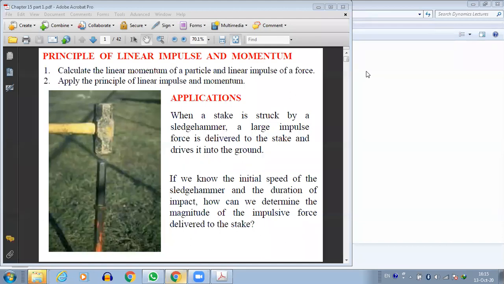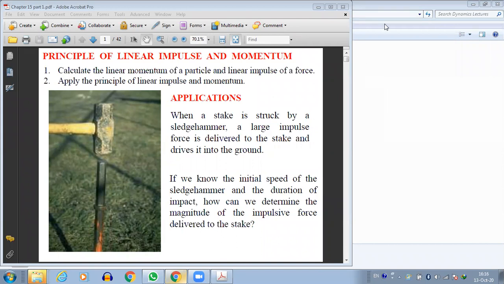Okay, so let's start with today's lecture. Today we are going to start chapter number 15. This is going to be the last chapter in terms of studying the dynamics of particles. After that, our dynamics for particles is over, and then we are going to do the dynamics for rigid bodies. The laws for the dynamics of particles and rigid bodies are the same, except there is an additional factor of rotation which will be added in the study of the dynamics of rigid bodies.